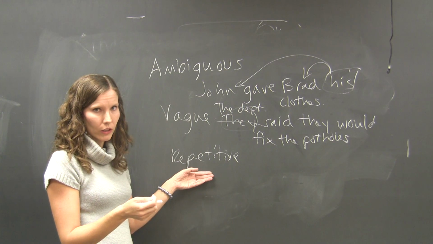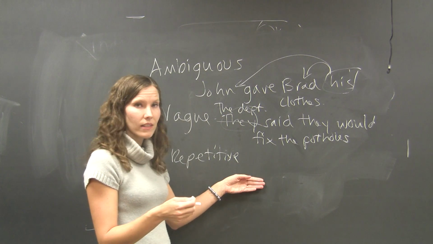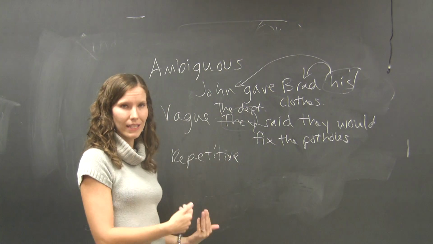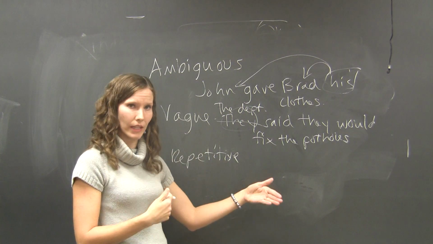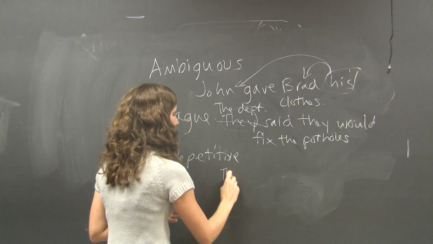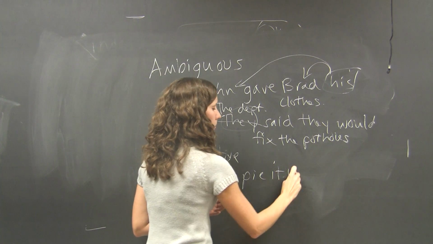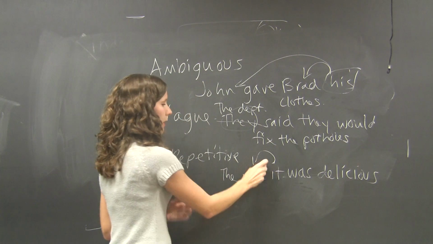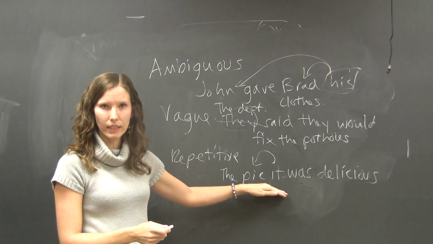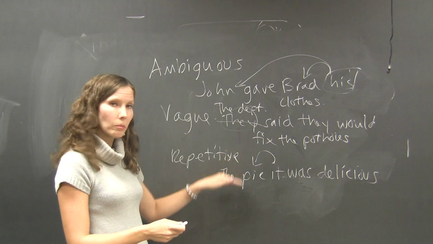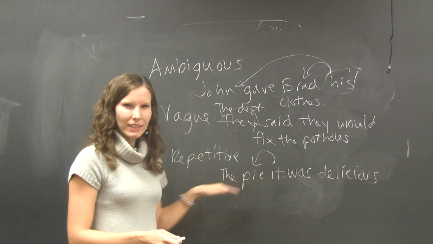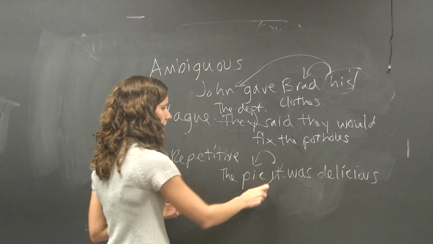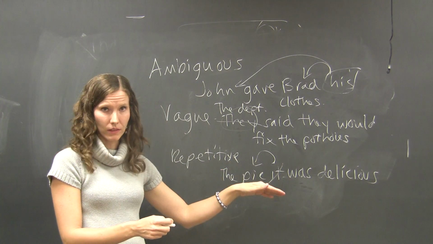Finally, repetitive pronoun error occurs when you have the antecedent directly next to the pronoun. Remember, the purpose of the pronoun is to replace the noun, not to be next to the noun. So for example, the pie, it was delicious. It is referring to the pie. There's no point in listing them both. It should replace the pie. So when you have this error where you're just repeating yourself, the easy way to fix it, it's a very simple correction, is just to get rid of the pronoun and have the pie was delicious.